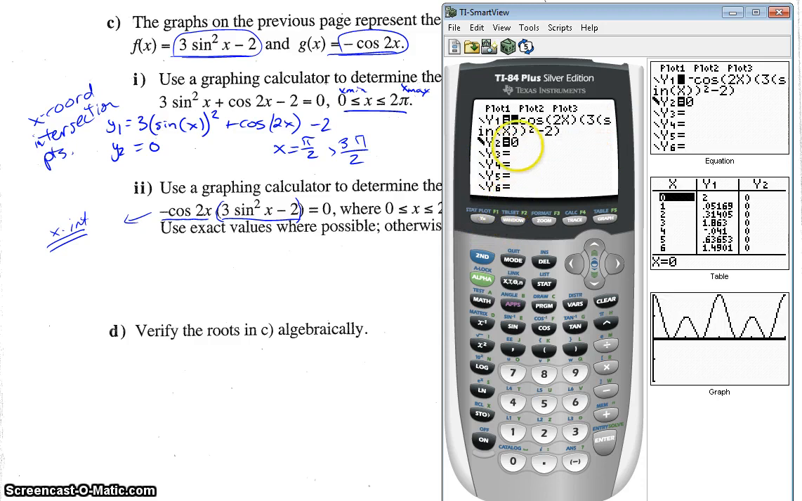To find them, probably the best way is to put 0 in y2, and then you can use your second calc, intersect, enter for first curve, second curve, and then go closer to, if you want to hear me tap it on my screen here, go closer to that first one to get it. Hit enter. Okay, let's see what that is in terms of pi. So it just stored it in x. We're going to divide pi out of it.